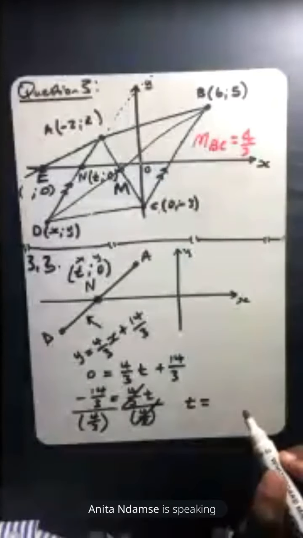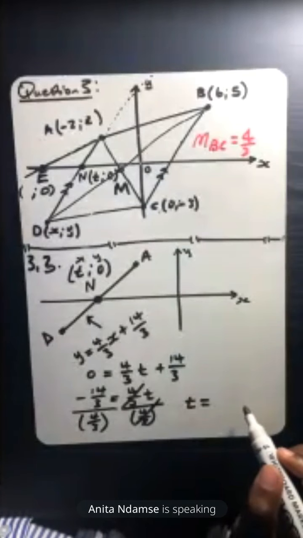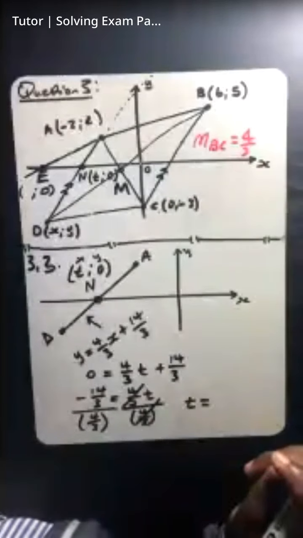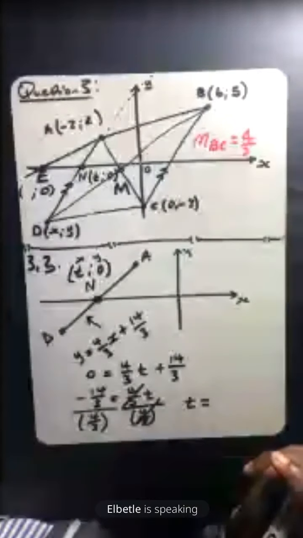Expecting a negative value, since it is negative, the point falls in the third quadrant. Wait, which quadrant does it fall in? Why don't we take the 4/3t to the other side? Isn't it easier like that?